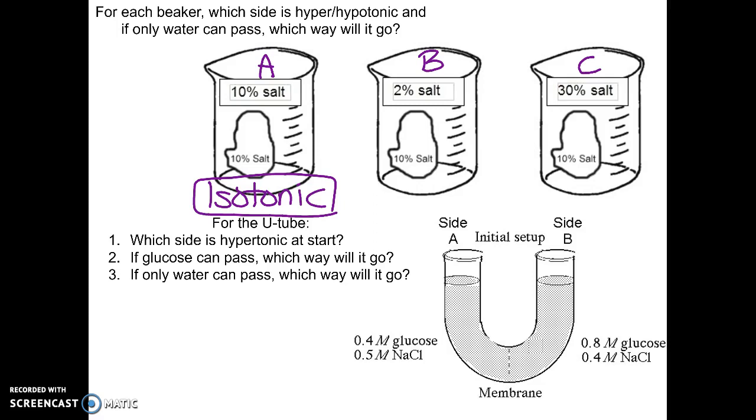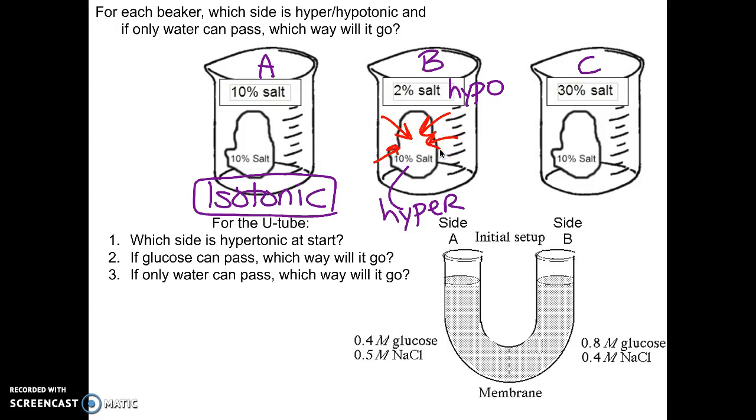All right, so now we go to B. So is the solution hyper or hypotonic to the cell in B? Hypo, exactly. So the solution is hypo. That would make our cell hyper. Which way should water go then? In or out of the cell? I hear both. The rule is water will always go towards the hypertonic side. So water will go into the cell.